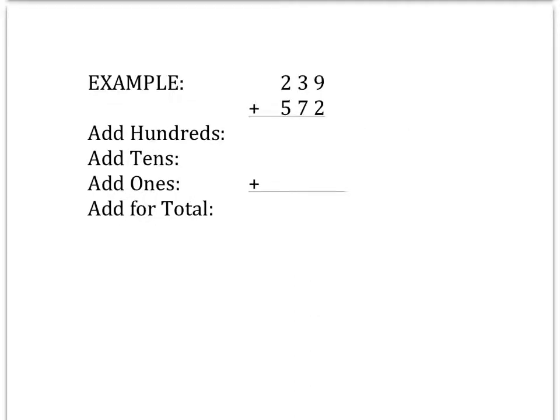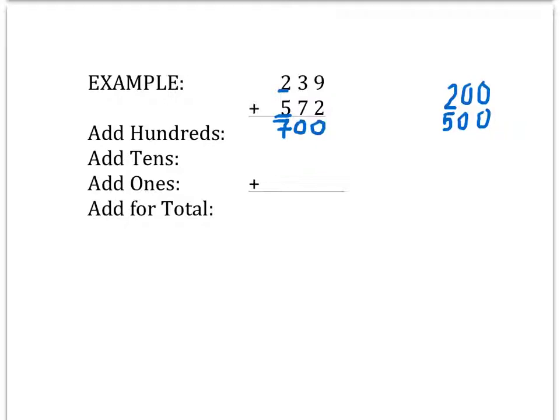Let's look at this example. We have 239 plus 572. The first thing that you want to do is add the hundreds, because that's the highest place value for these two numbers. I'm going to look at the 2 in 239, and I know that is actually worth 200. And I'm going to look at the 5 in 572, and since it's in the hundreds place, I know that's worth 500. Together, 200 plus 500 is going to equal 700.